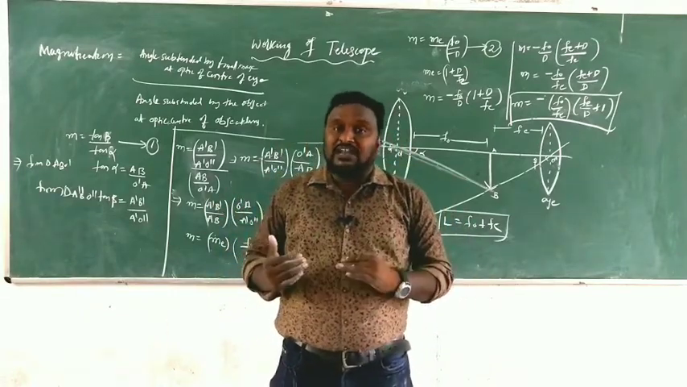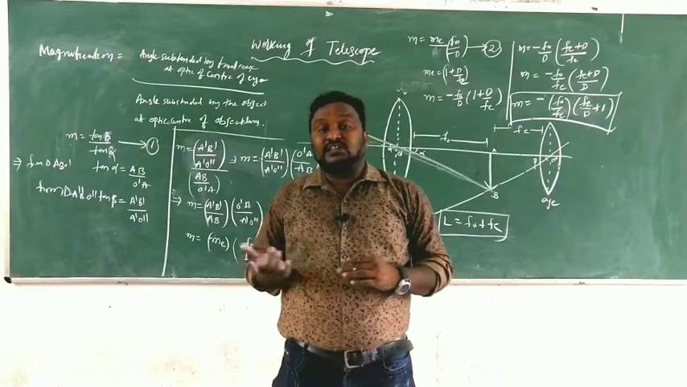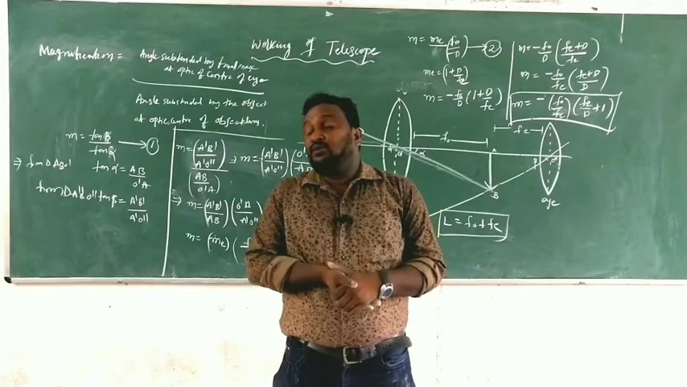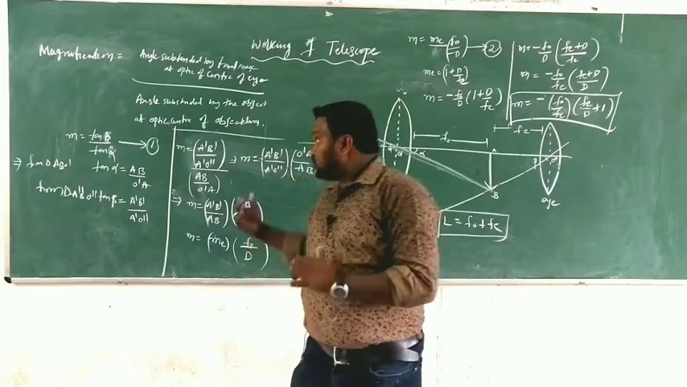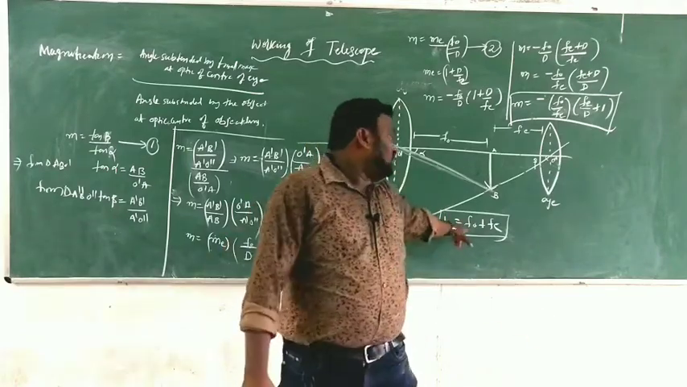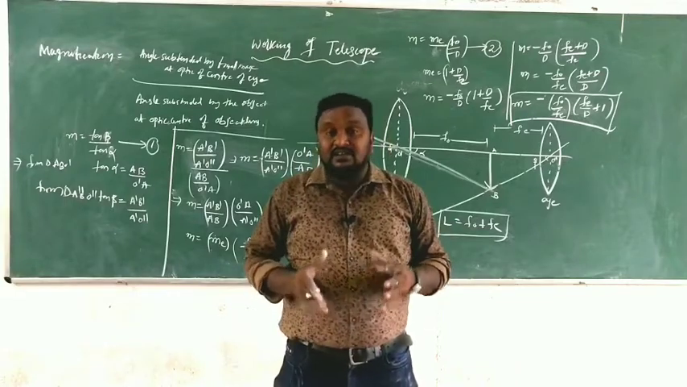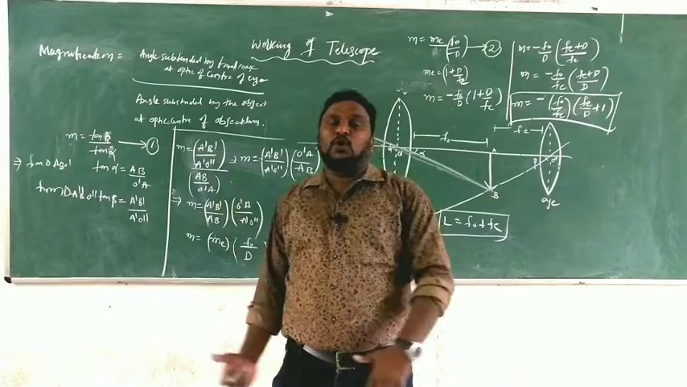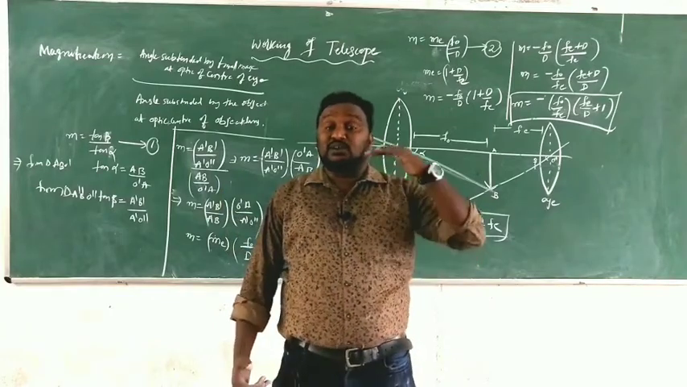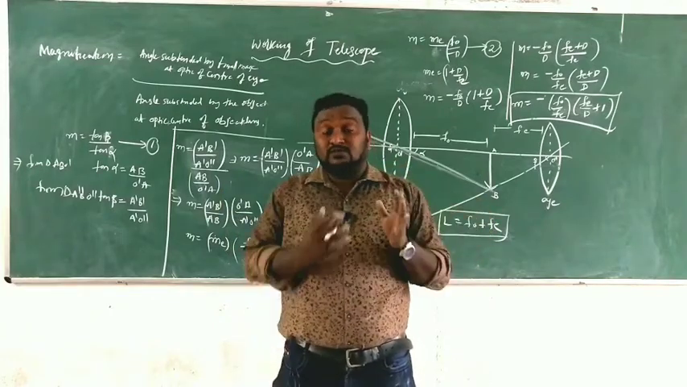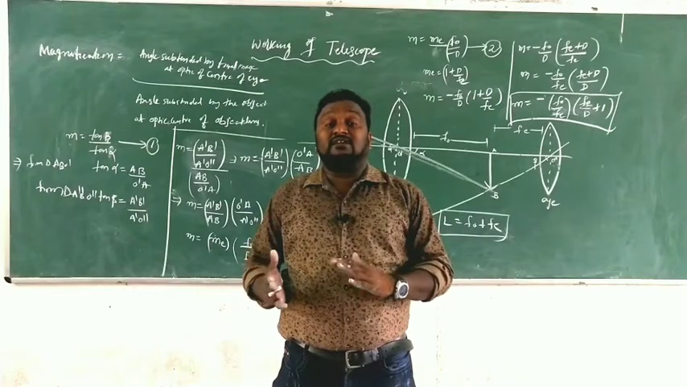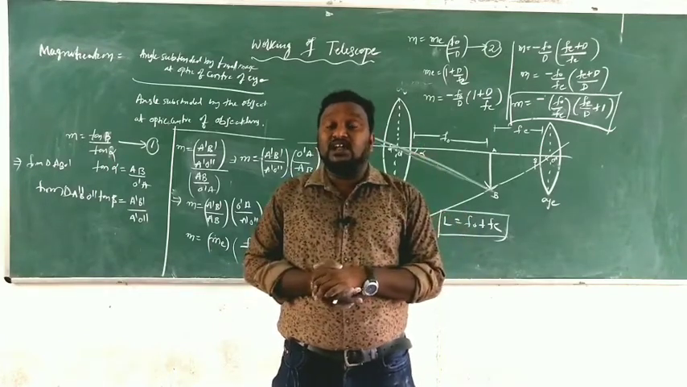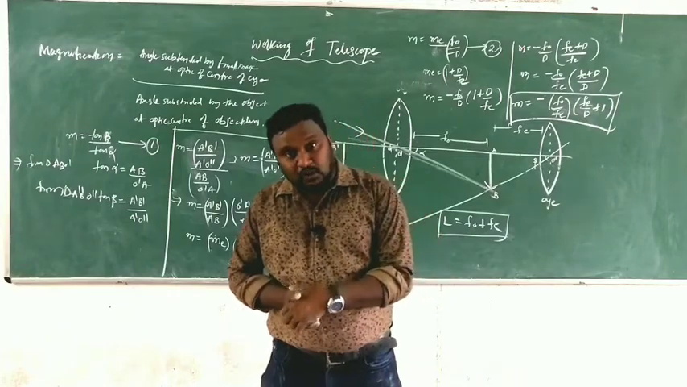And for normal adjustment, the distance between the two lenses should be taken as the length of the telescope. L is equal to FO plus FE. So children, from a competitive exam point of view, these are very interesting topics. That's why you must watch all the videos from start to end, without missing any points. Children, I hope you understand the topic.